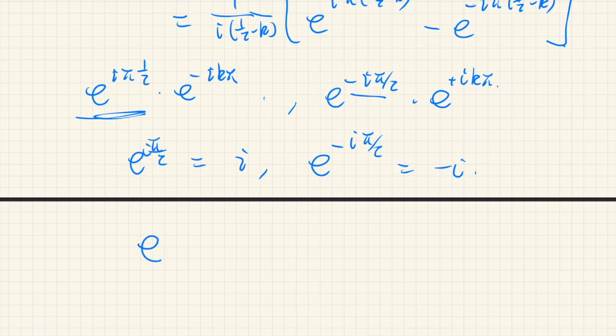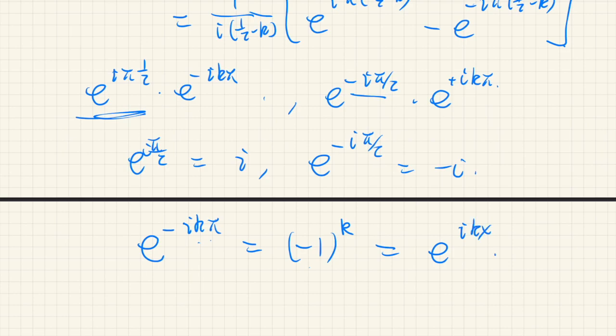And exponential of negative i k pi is equal to, what is it? It's pi, so negative 1. If k is odd, then it's negative 1. If k is even, it's positive 1. So it's negative 1 to the power of k. And this is actually equal to this one too.